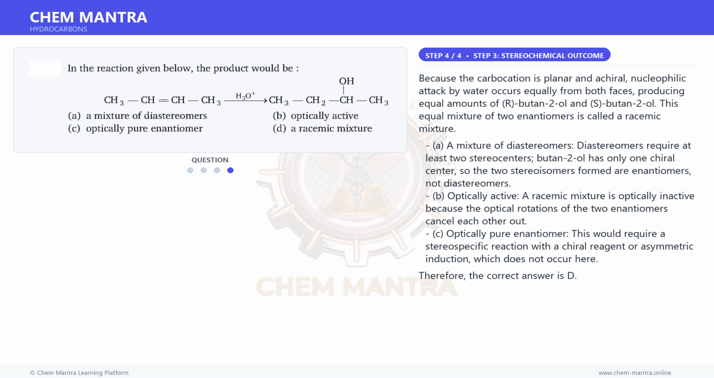A. A mixture of diastereomers. Diastereomers require at least two stereocenters. Butan-2-ol has only one chiral center, so the two stereoisomers formed are enantiomers, not diastereomers. B. Optically active. A racemic mixture is optically inactive because the optical rotations of the two enantiomers cancel each other out. C. Optically pure enantiomer. This would require a stereospecific reaction with a chiral reagent or asymmetric induction, which does not occur here.